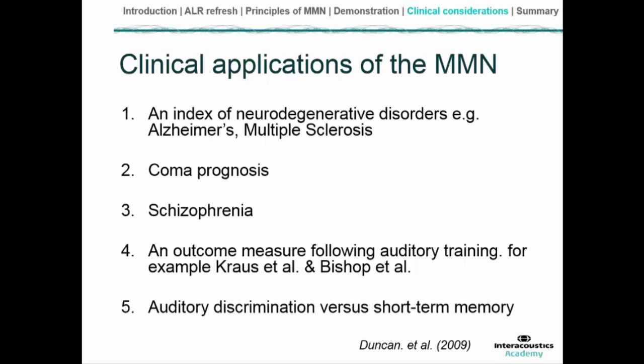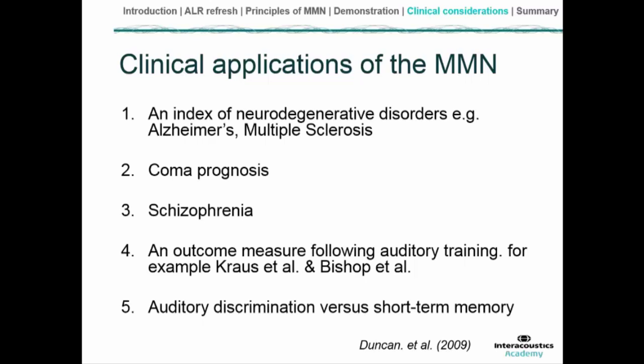Now all of these applications are, I would say, potential applications, because it's known that at least on an individual level, the MMN is problematic and has a very high variability. One of the reasons for this is because of the time it takes to record sufficient numbers of deviant stimuli to obtain an adequate signal-to-noise ratio.